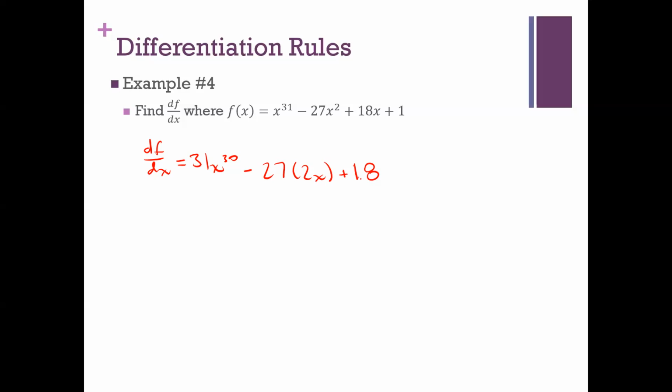And lastly, what's the derivative of 1? 0. So let's do one little piece of cleanup here and then we can move on. df dx equals 31x to the 30 minus 54x plus 18.